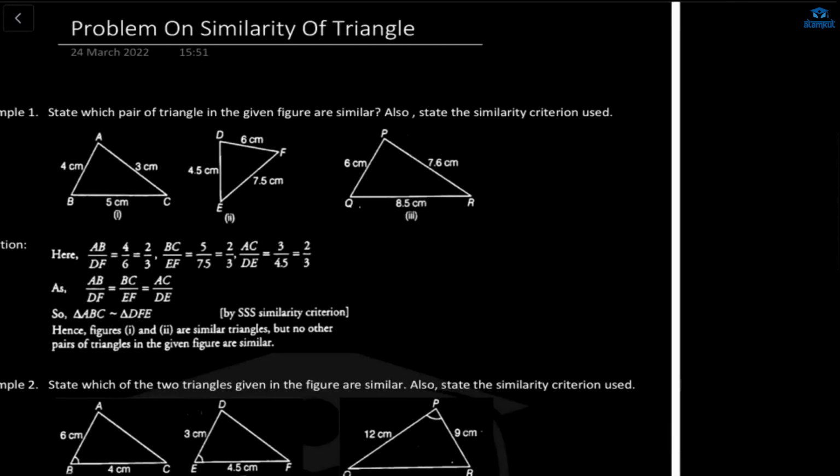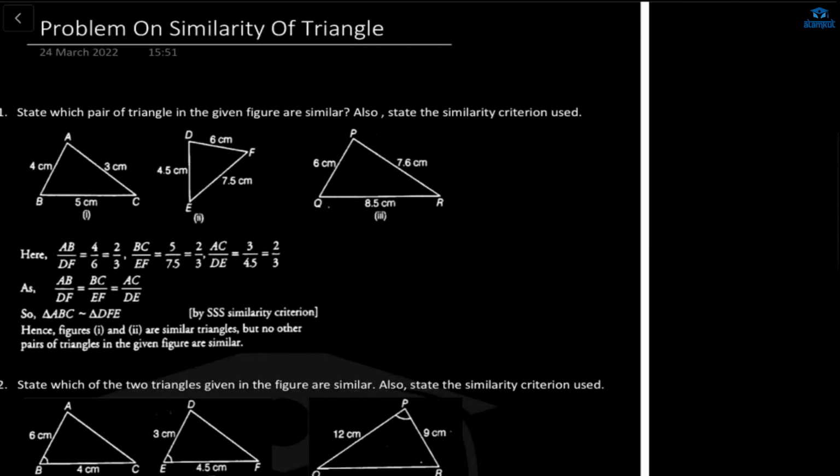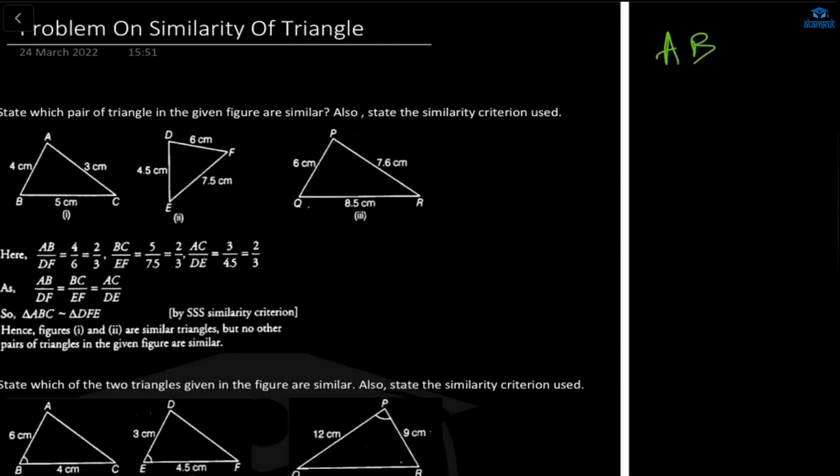Let's see. If you see triangles 1 and 2, we can have AB by DF.